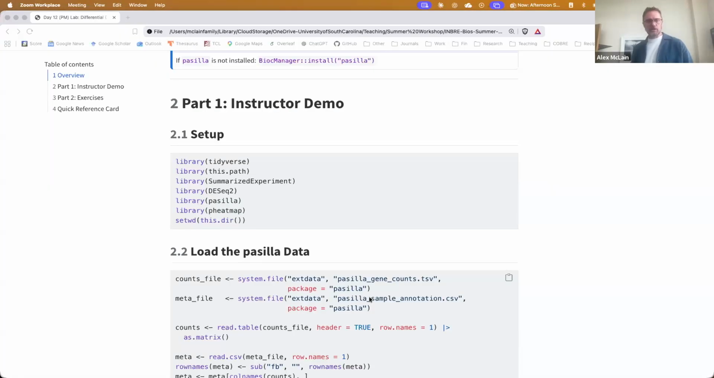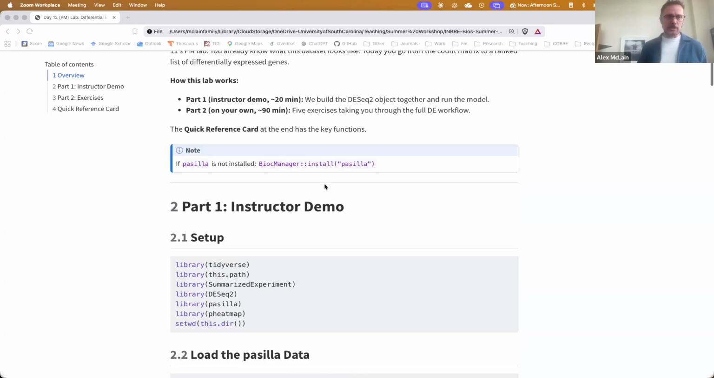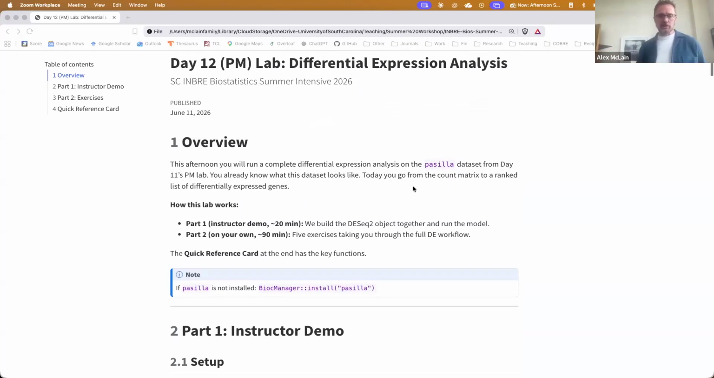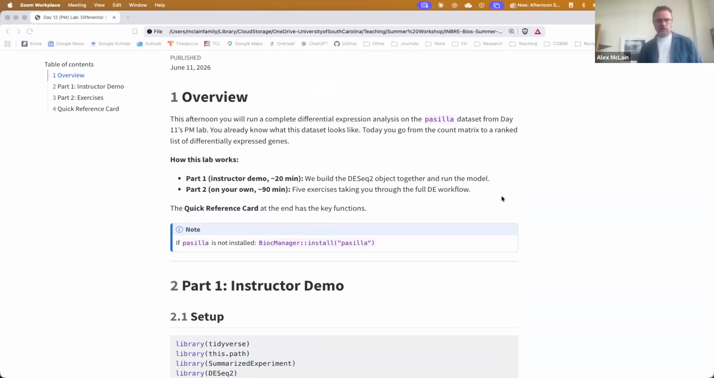All right, welcome back to the afternoon session of our day 12 lab. Here we are going to be working again with the Pasilla database, the Pasilla study that we began talking about yesterday in the lab. We saw the data set, we saw what it looks like. Today we're going to go on and do some analysis of it to get some of the differentially expressed genes.